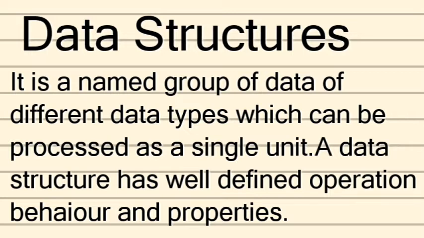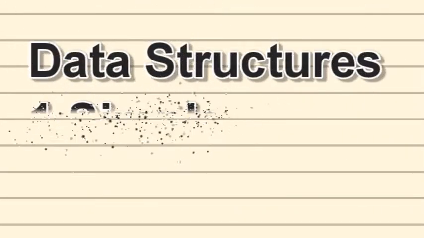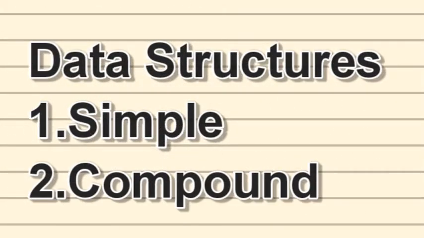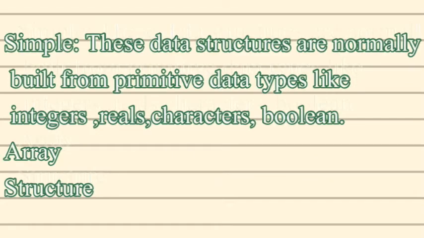Now we need to know the different types of data structures that are available. Basically, data structures are divided into two categories: number one is simple data structure, number two is compound data structure. Simple data structures are normally built from primitive data types like integers, real, character, boolean, etc. The simple data structures that are available are array and structure.